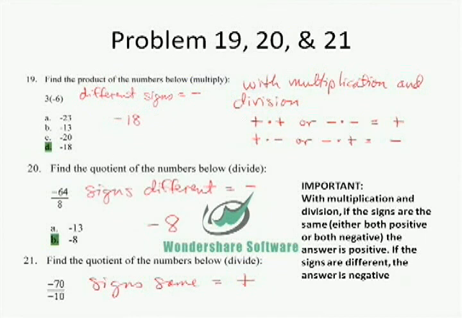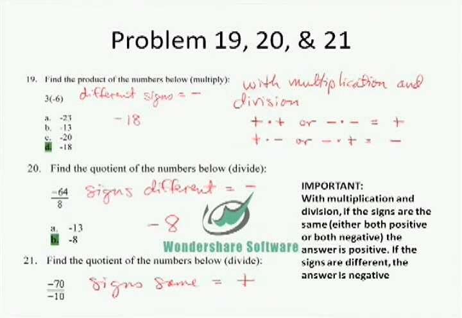In number 20, it says negative 64 divided by 8. Well, 64 divided by 8 is 8. 8 times 8 is 64, if you know your 8 times table. Again, look at the signs. They're different. So the answer would be negative 8.